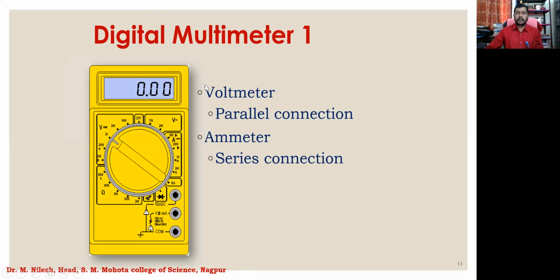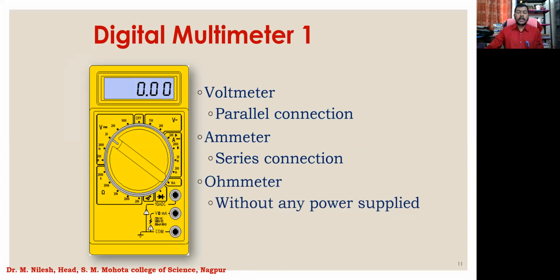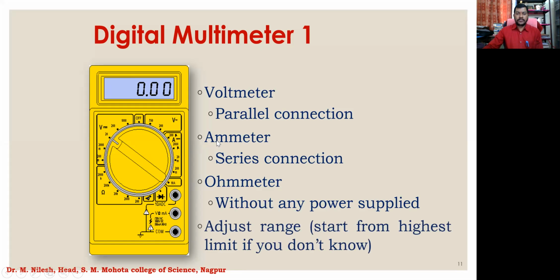Voltmeter is always connected in parallel, whereas the current meter is always connected in series, and ohm meter is always connected out of the circuit, that is without the power supply of the circuit, right? So whenever we need to measure the resistance, then we have to take the resistance out of that. So this is for there.